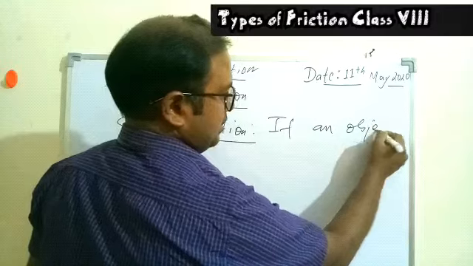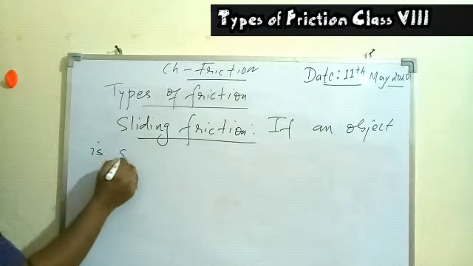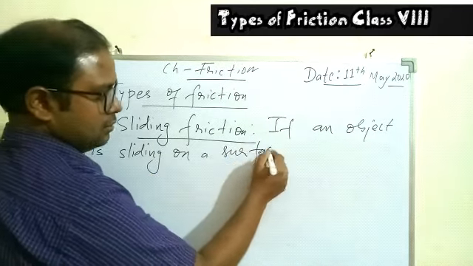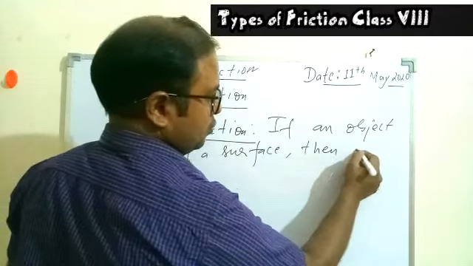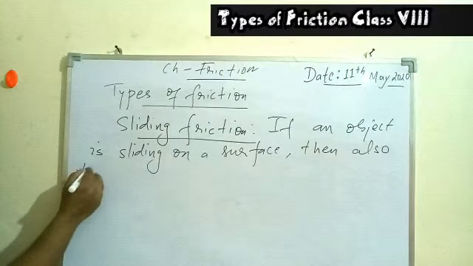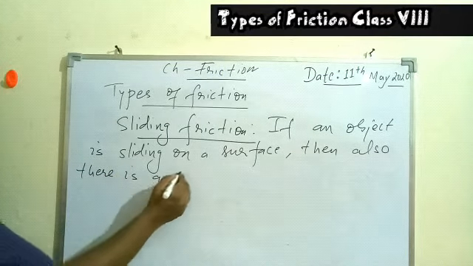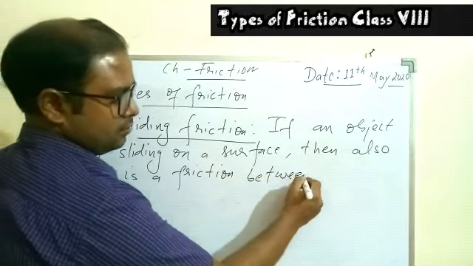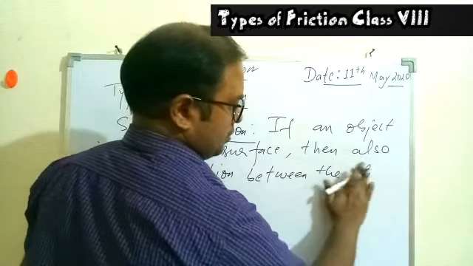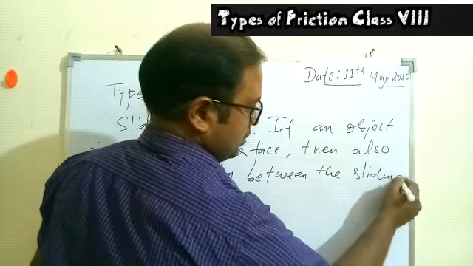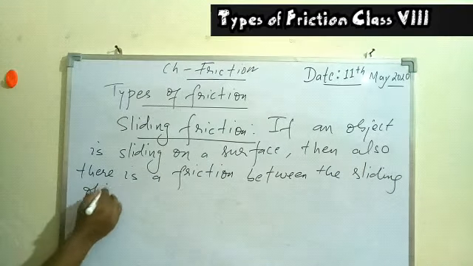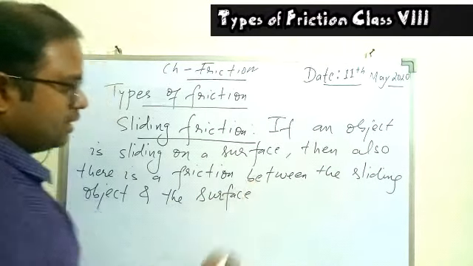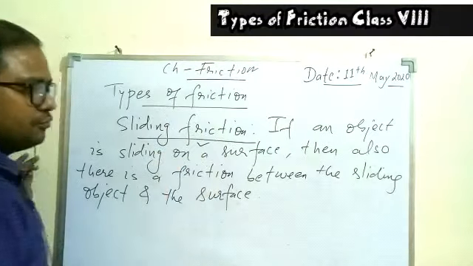Okay, so we can say if an object is sliding on a surface, then also there is a friction between the sliding object and the surface, and this friction is called sliding friction.